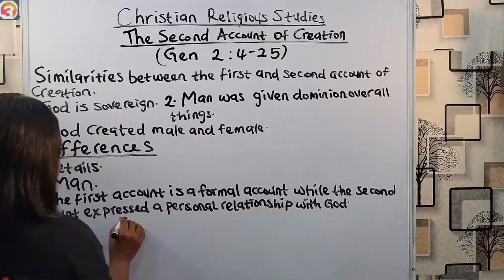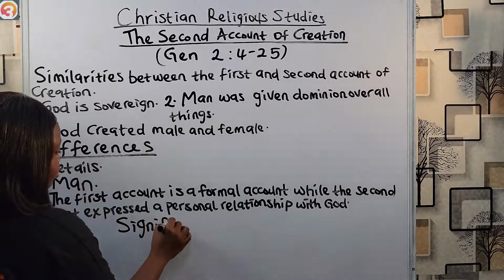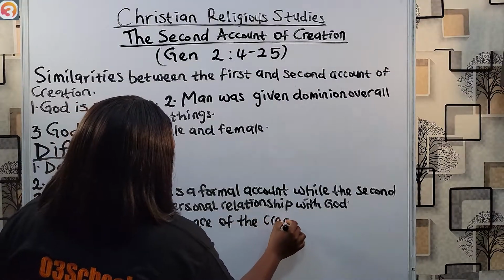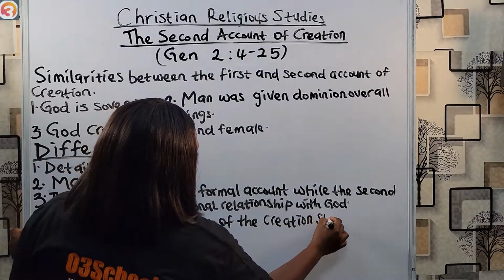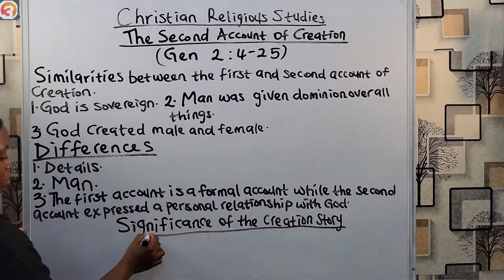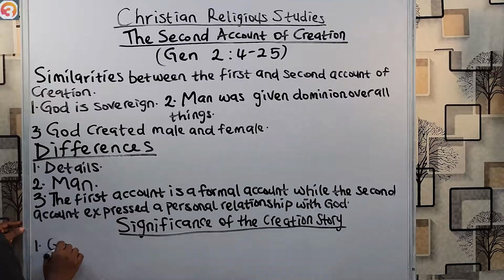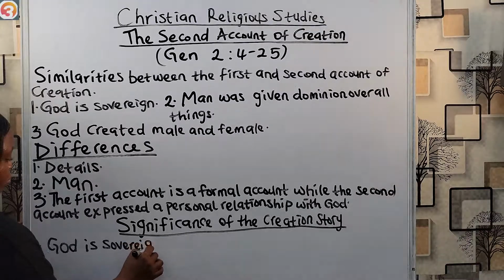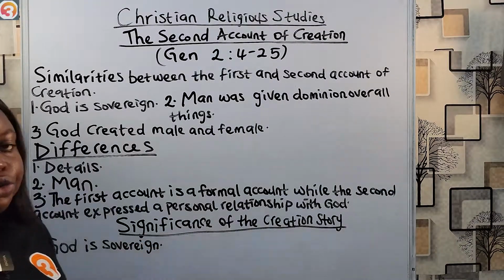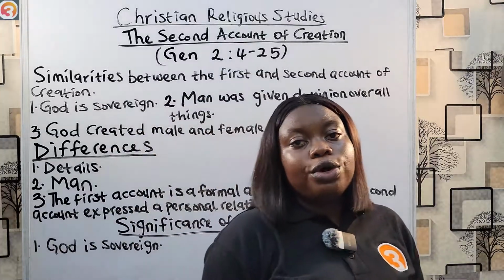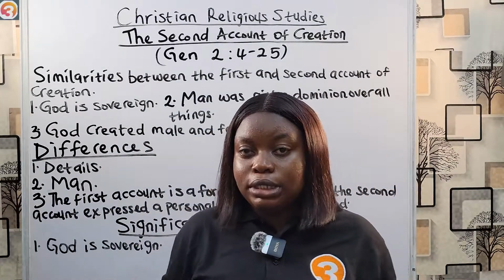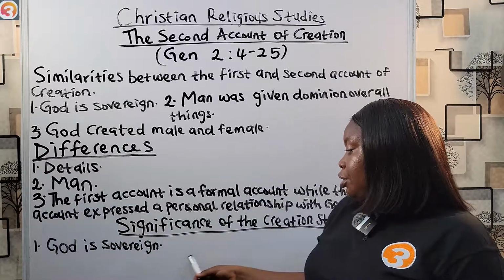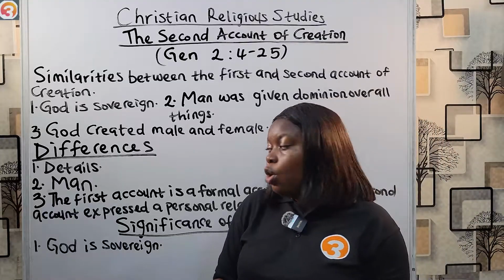Then we look at the significance of the creation story. First, that God is sovereign. The creation story tells us that God is sovereign. God is the creator of everything that was ever created. So the creation story tells us that God is sovereign. He's all powerful. The creation story expresses the sovereignty of God.